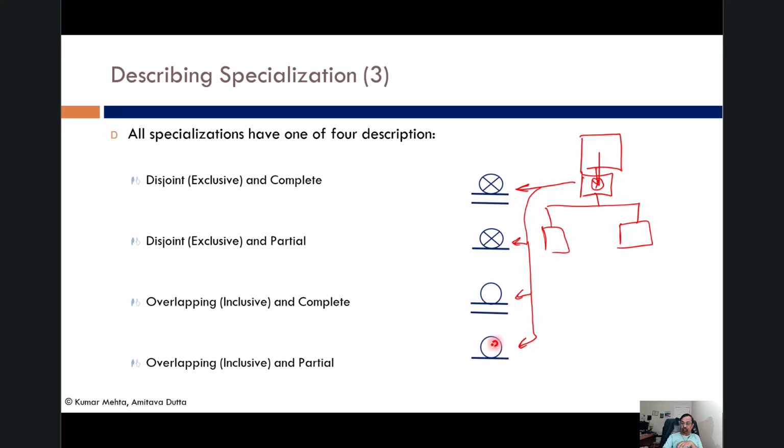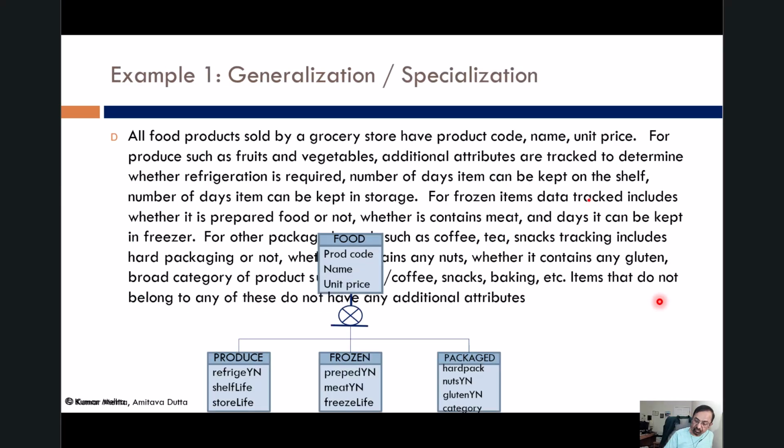And if you see a circle with no X on it and just one single bar, that means it's overlapping and partial. So these are the four different symbols that you could see in this middle box over here. And those are the four sort of variants of specialization that you could encounter in an entity relationship diagram.